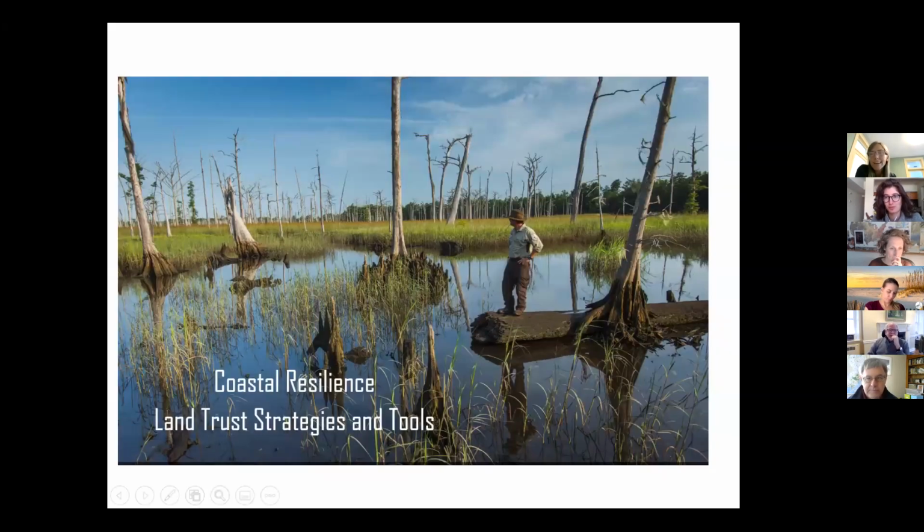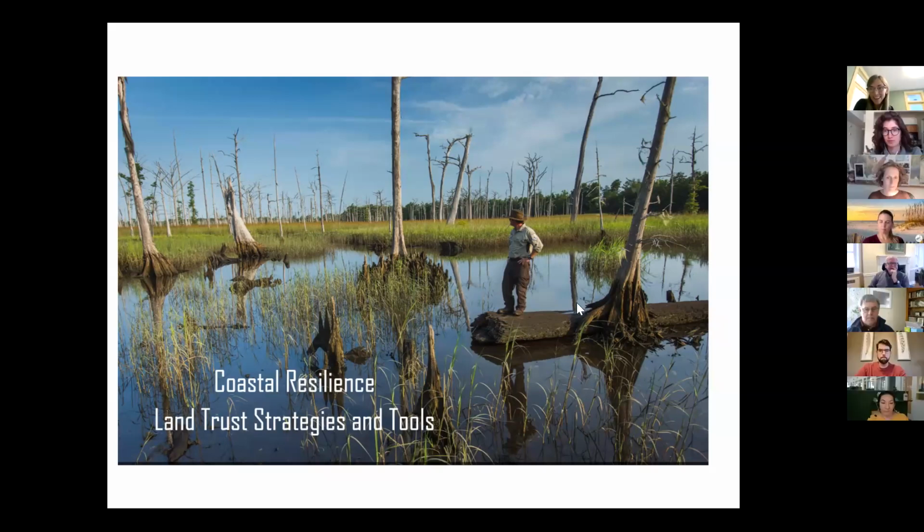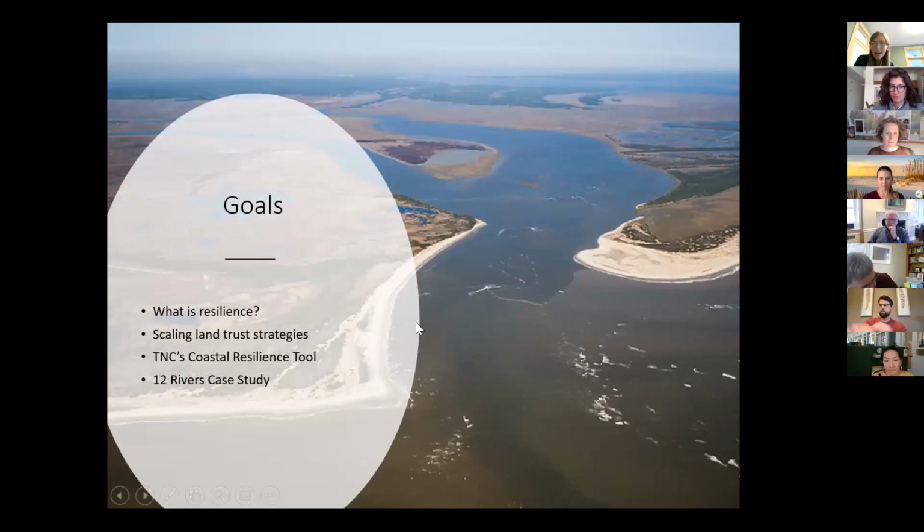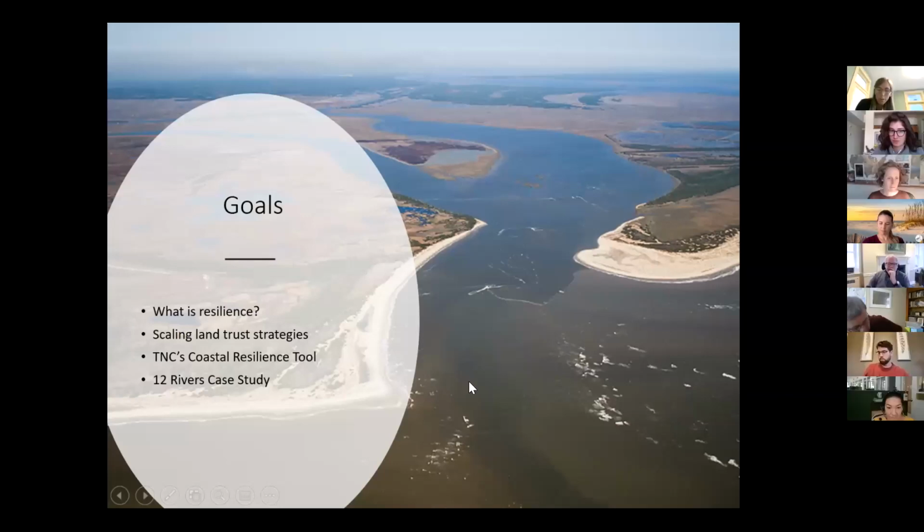And to set the stage a little bit, maybe raise your hand if you were able to join Abby's terrestrial resilience presentation last Friday. I think at least a couple of folks, and it's okay if not. Rolling through. There's some really cool elements to this coastal resilience work that are mirrored with the terrestrial resilience tool that Abby talked about last week.